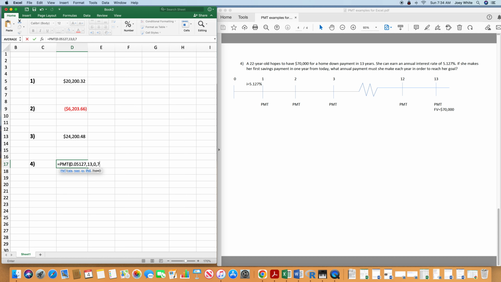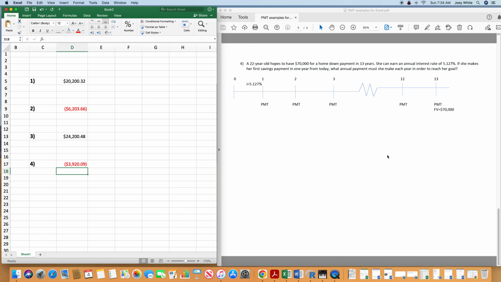When you have a bunch of zeros, remember, don't put the comma, but you might have to count the zeros sometimes. And then comma, because it's an ordinary annuity, it's going to be 0. And basically, the 22-year-old is going to have to make annual payments of $3,920.09 in order to reach this $70,000 goal in 13 years. Okay? All right, so that'll do it for that.